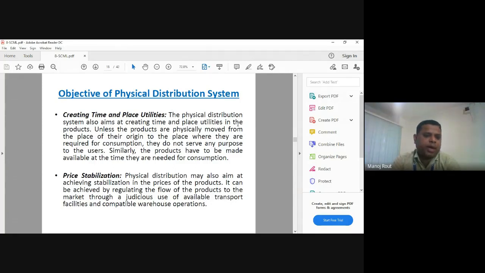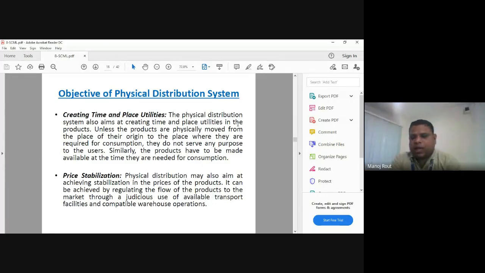Similarly, the products have to be made available at the time they are needed. So this particular point, creating time and place utility, as I told you, in that particular livestock distribution network, in the case of Telangana farmers or any agri farmers, the most important thing is that it should be delivered in a timely manner, which enhances customer satisfaction. And then most important is the place utility. The place utility plays a vital role. If you do not provide those particular products in a particular place, the customer will diversify towards another outlet or another wholesaler. That is the concept.